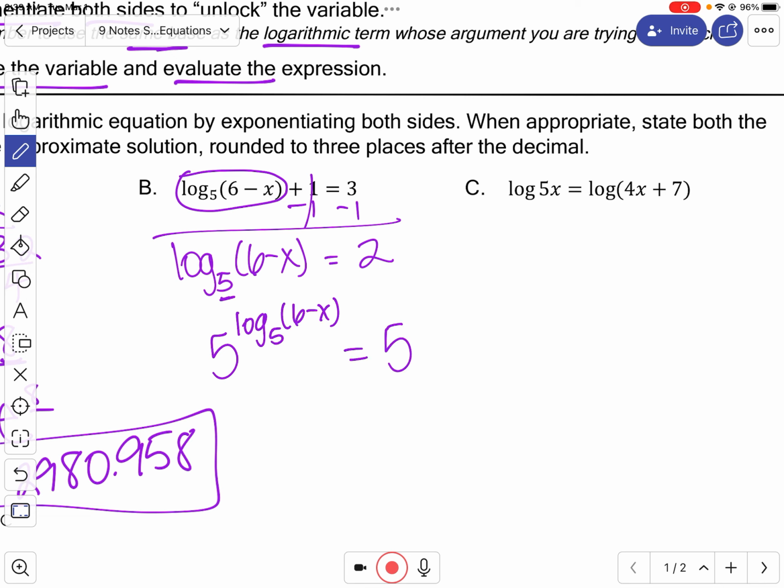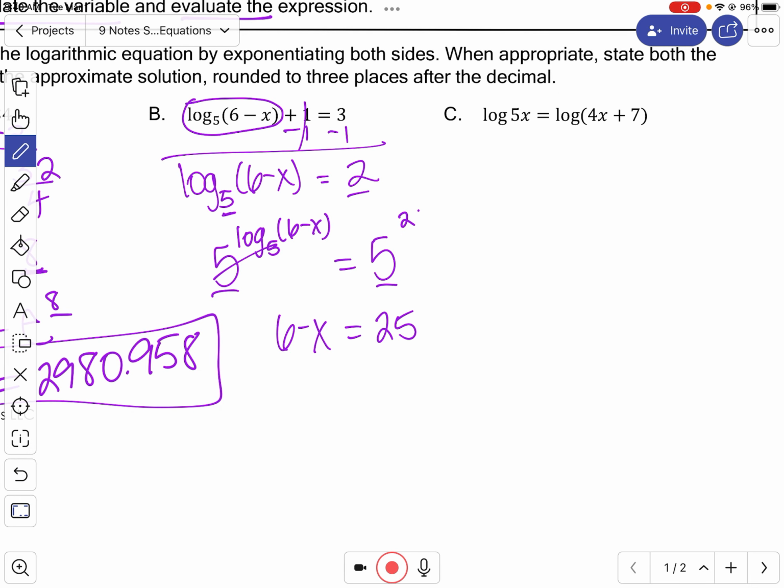And then I have to do the same thing to the other side. So I have to raise it, change it to exponential. My base is going to be the same, so 5 and then squared. So those cancel out. That's the reason why we did that. We get 6 minus x equals 5 squared, which is 25. So now I just have a linear equation. I'm solving for x, so I'm going to subtract 6.